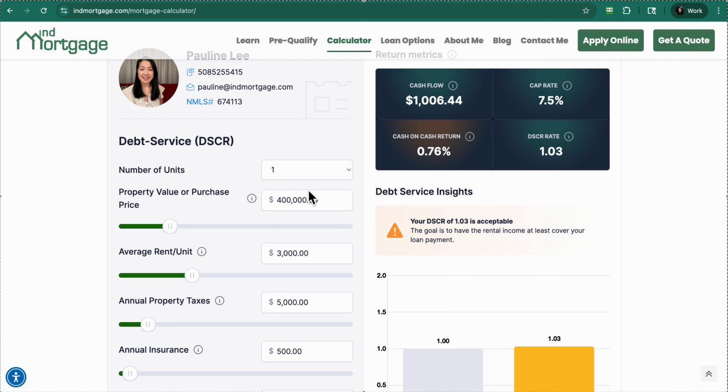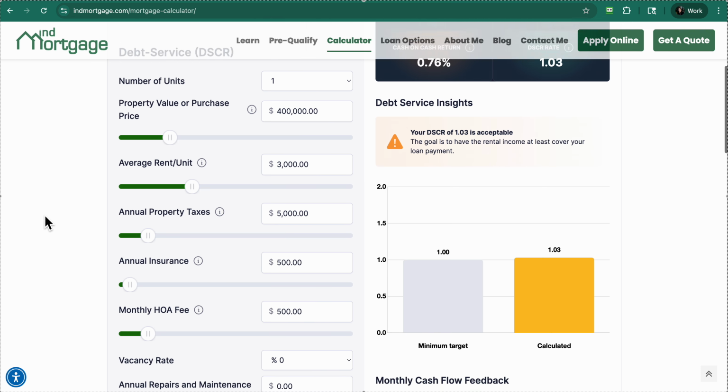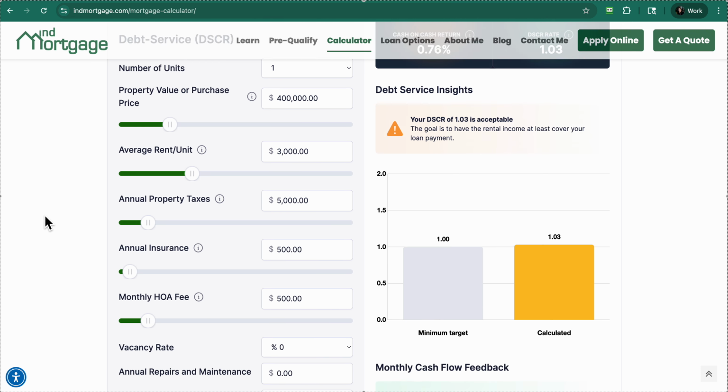Let's start with the purchase price. Your max purchase price is limited by how much savings you have towards the down payment and closing costs. So if you plan to invest $120,000 towards the down payment, ideally a 30% down payment, that backs into a price of $400,000. Now let's input the rents and expenses.